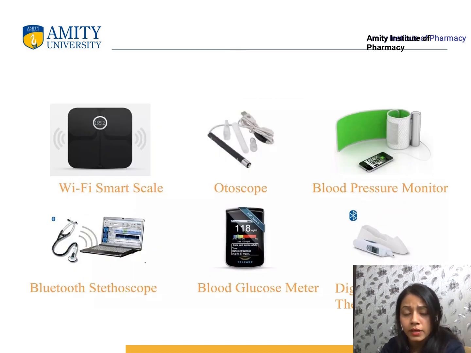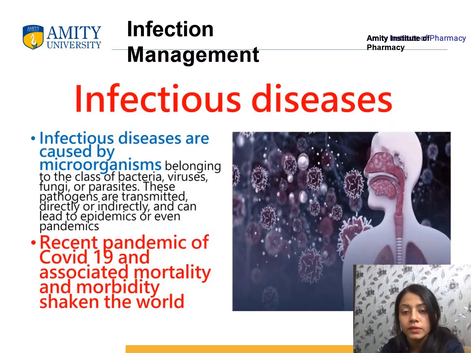Wi-Fi smart scale. It can measure your weight and it can give you advice. Like if your water content is low, it will give you a message that you need to get yourself hydrated. Otoscope, blood pressure monitor, Bluetooth stethoscope, blood glucose meter, like this.